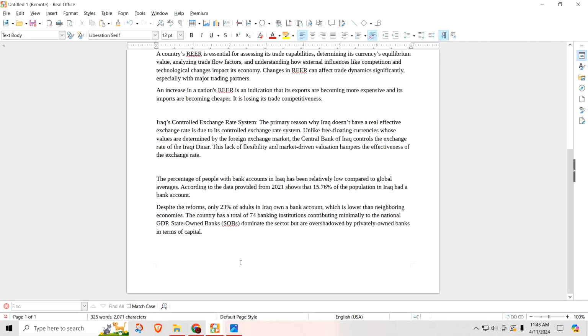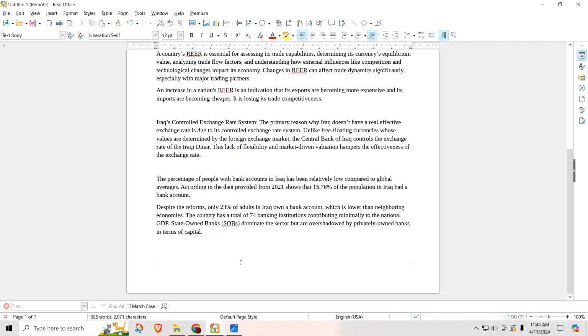Look at this. The percentage of people with a bank account in Iraq has been relatively low compared to the global average. According to the data provided from 2021, 15.76% of the population in Iraq had a bank account. And despite the reforms, only 23% of adults in Iraq own a bank account, which is lower than their neighboring economies. The country has a total of 74 banking institutions contributing minimally to the national GDP.